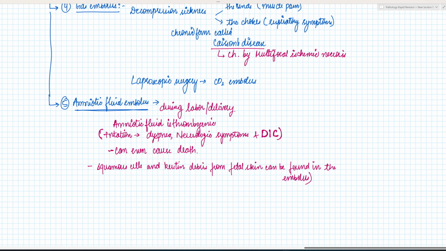The presentation will be dyspnea. There will be neurologic symptoms, and a classic presentation of DIC. It can also cause death. The particular thing we'll find on microscopy will be squamous cells and keratin debris, which is derived from the fetal skin. We know the fetus is suspended in the amniotic fluid, and the cells keep on shedding and sloughing, and they mix with the amniotic fluid. So when this amniotic fluid mixes with the maternal circulation, we can see squamous cells and keratin debris from these sites in the embolus.